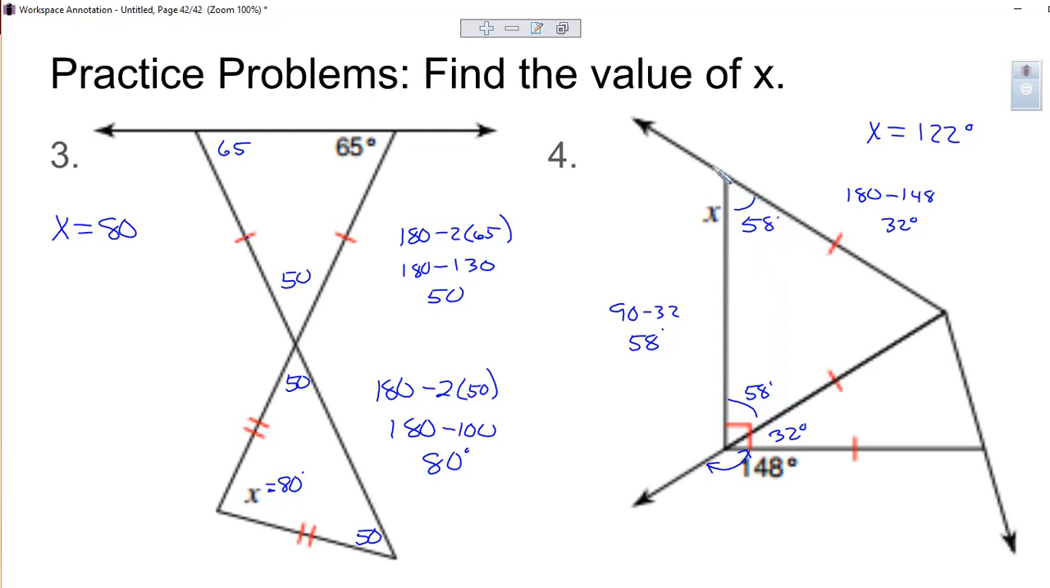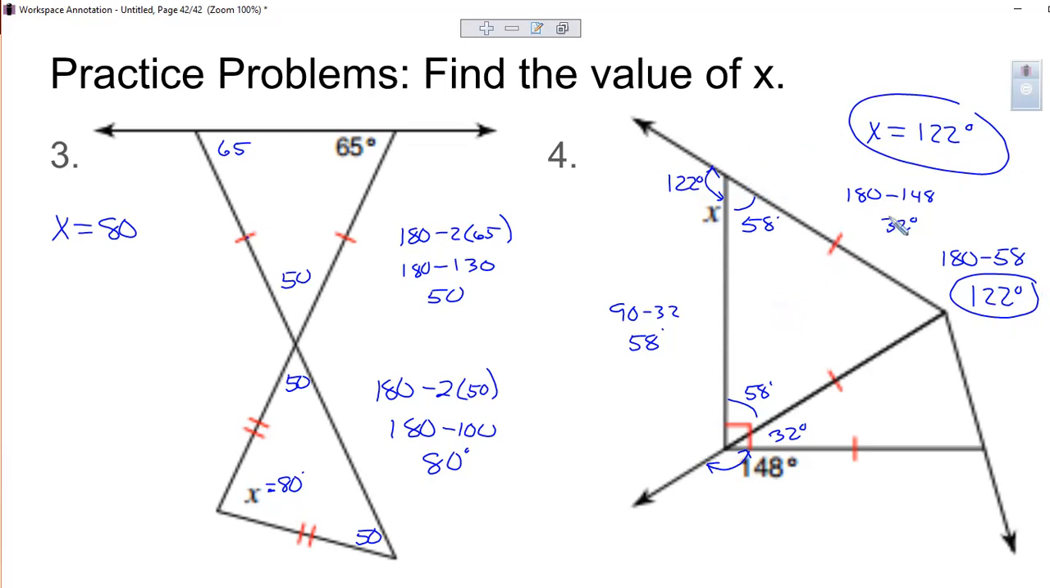And then x is the exterior angle that goes from here to here. So therefore, these two form a linear pair. So to get our final answer, we'll take 180 minus 58, and that gives us 122. So 122 is our final answer. So this angle right here is 122 degrees.